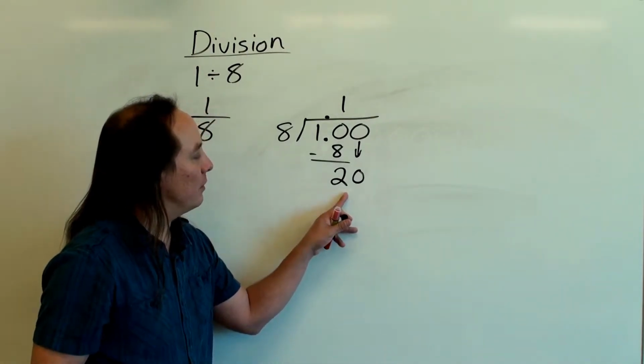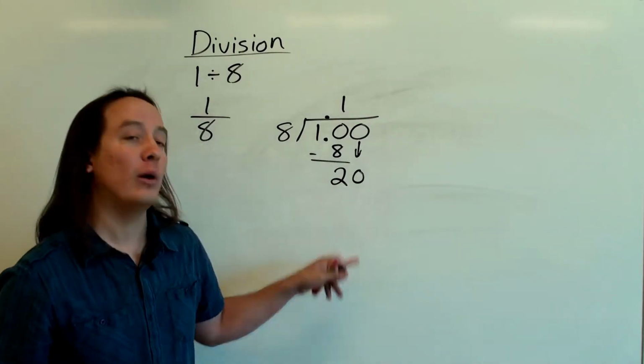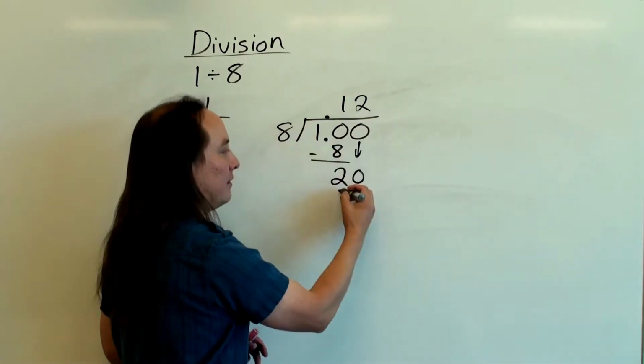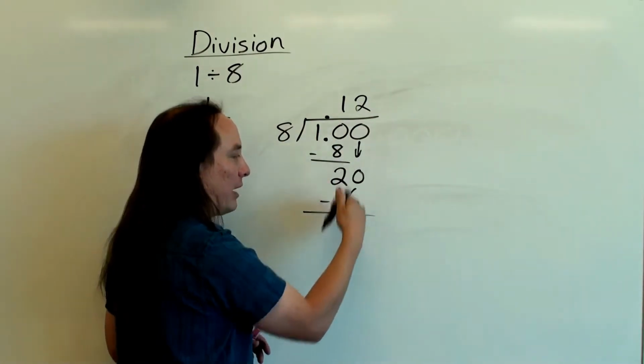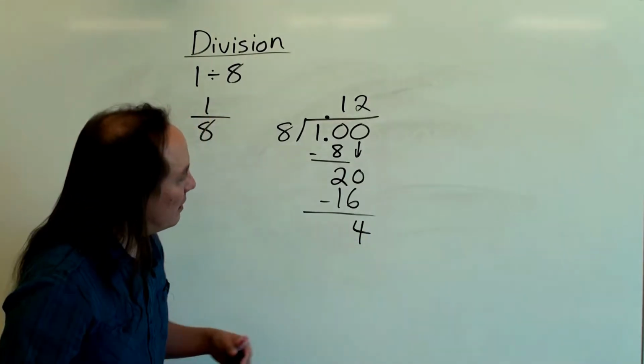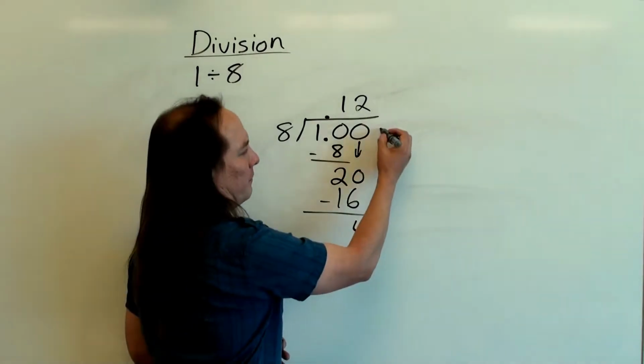I dropped the 0. Now I have 20. Now does 8 go into 20? I'm checking to see if 8 goes into 20, and it does. It goes into it twice. So 2 times 8 is 16. I do my subtraction, 20 minus 16, and I get 4. So I still have a remainder. I already used the decimal, so I can add another 0, which is what I'm going to do.